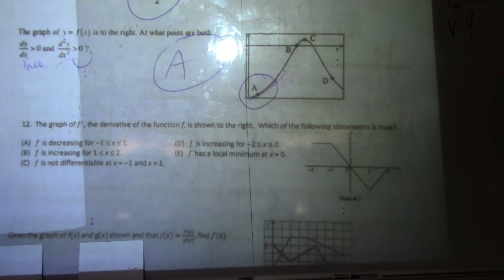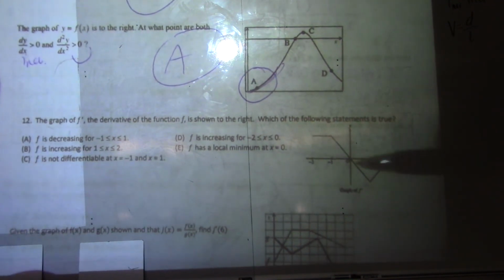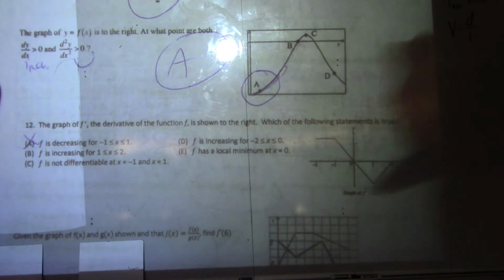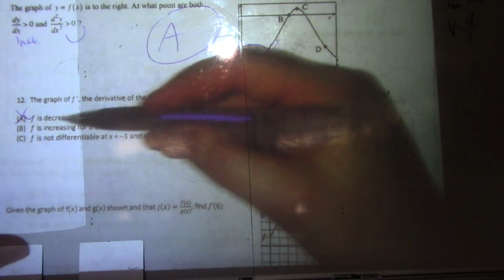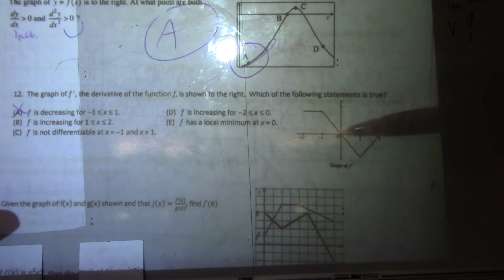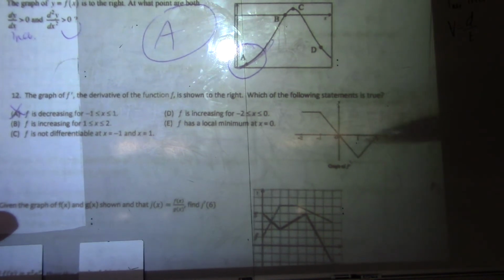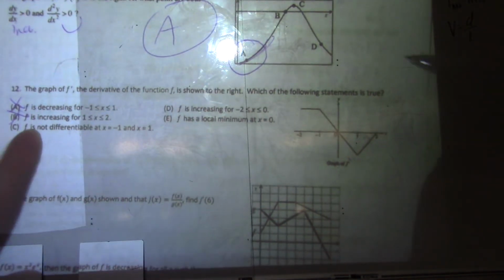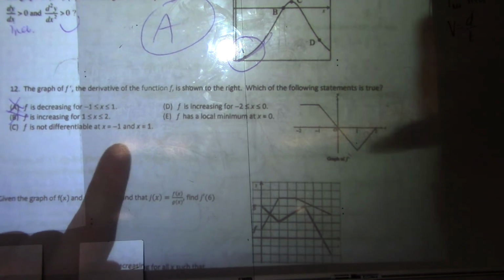Which of the following statements is true? We're looking at f prime. So decreasing from negative 1 to negative 1. Nope. F prime is negative for decreasing. That means it's concave down. F is increasing from 1 to 2. Nope, it's actually negative. F is not differentiable at negative 1 here.